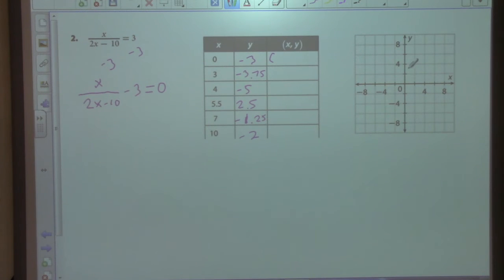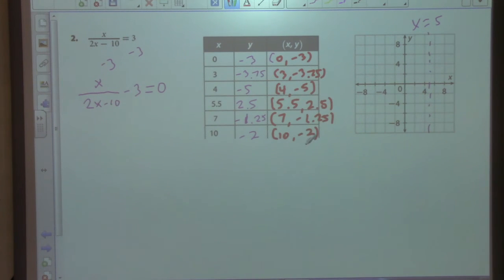So the next thing you did is you plotted the points, is that right? Right. So what is your excluded value here? x equals 5. So x equals 5 is our excluded value, which shows up graphically as a vertical asymptote. We have 0, negative 3. We have 3, negative 3.75. We have 4, negative 5. We have 5.5, 2.5. We have 7, negative 1.25. And we have 10, negative 2.